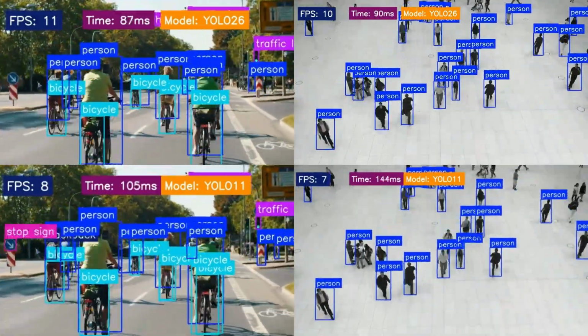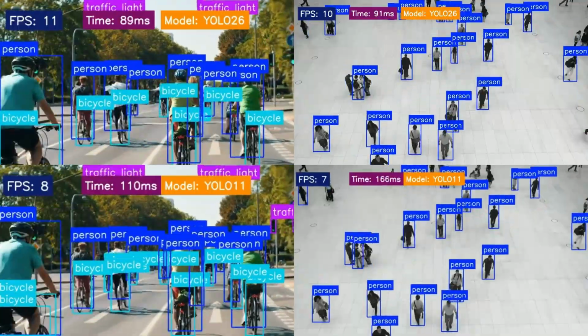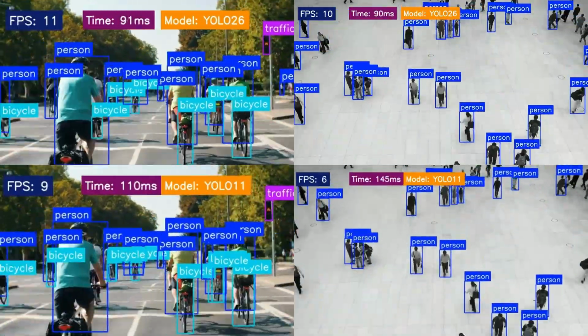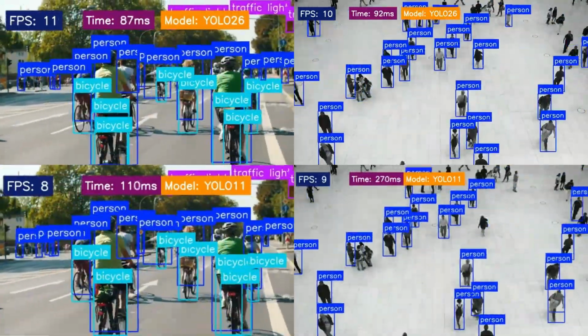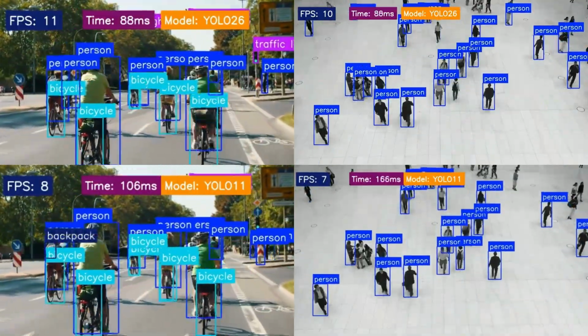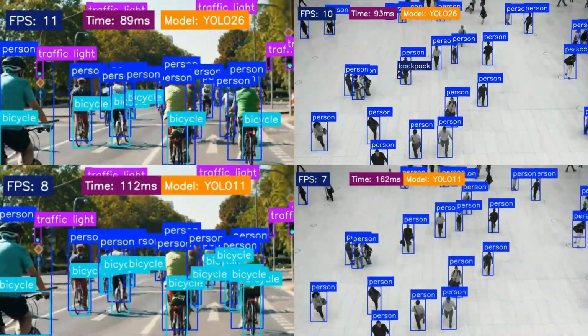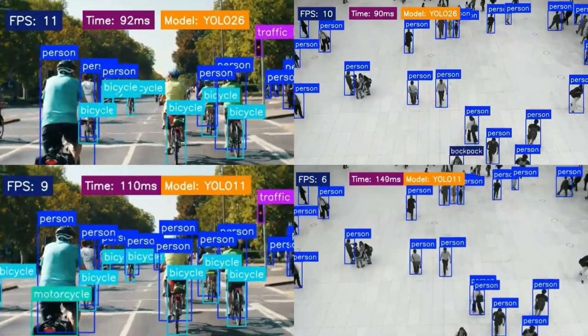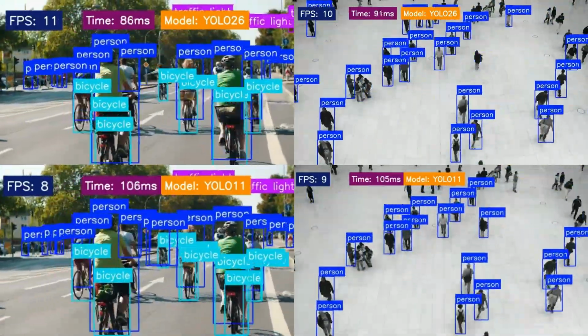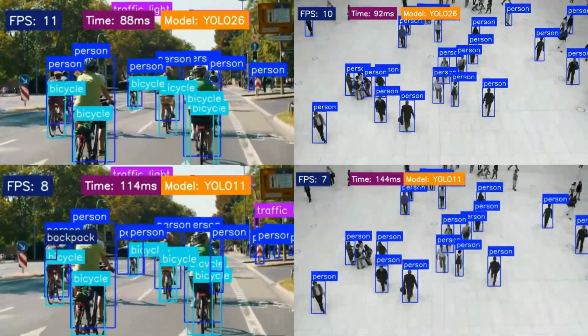In the official YOLO26 release, YOLO26 ONNX export is reported to deliver up to 43% faster CPU inference. So just for testing, I decided to benchmark it by myself. And here are the results.